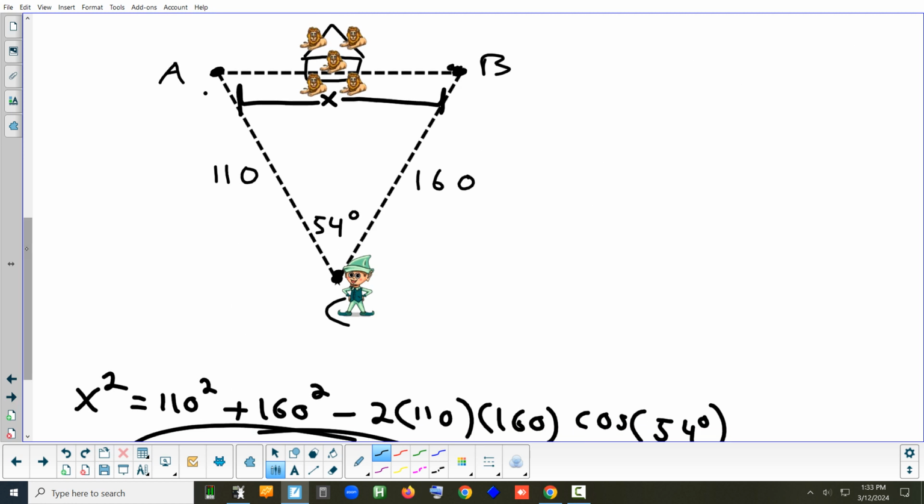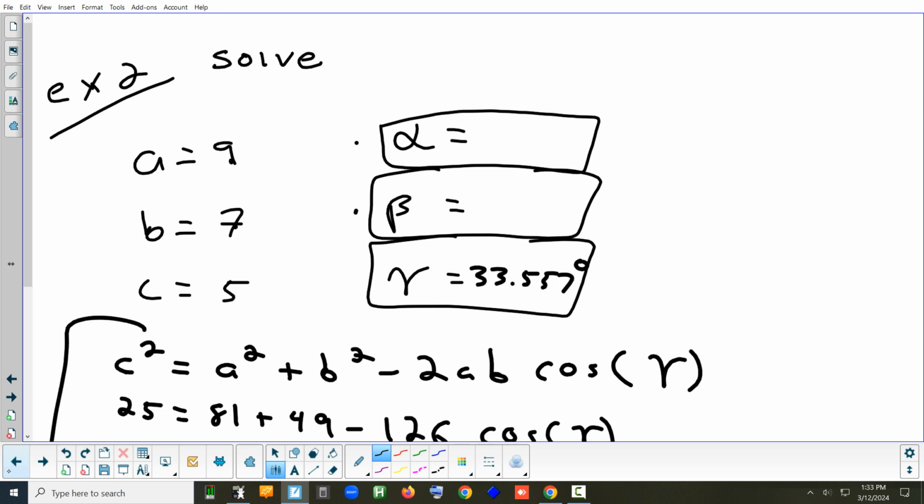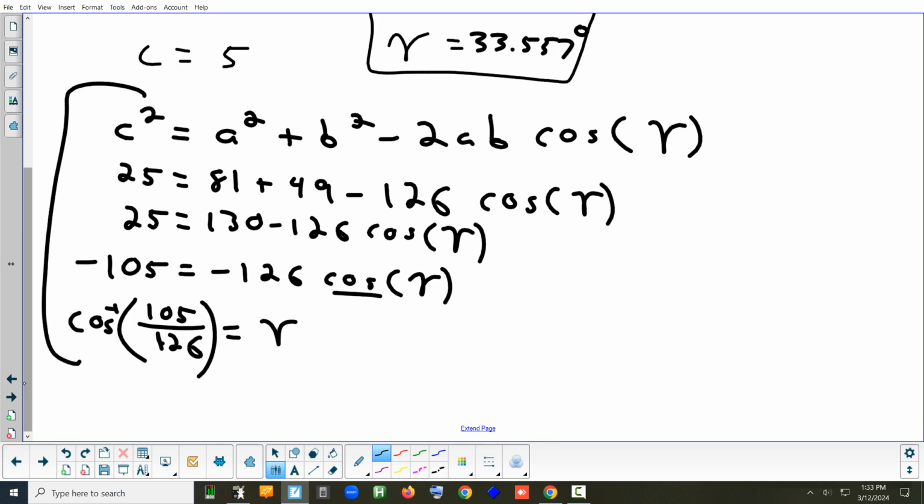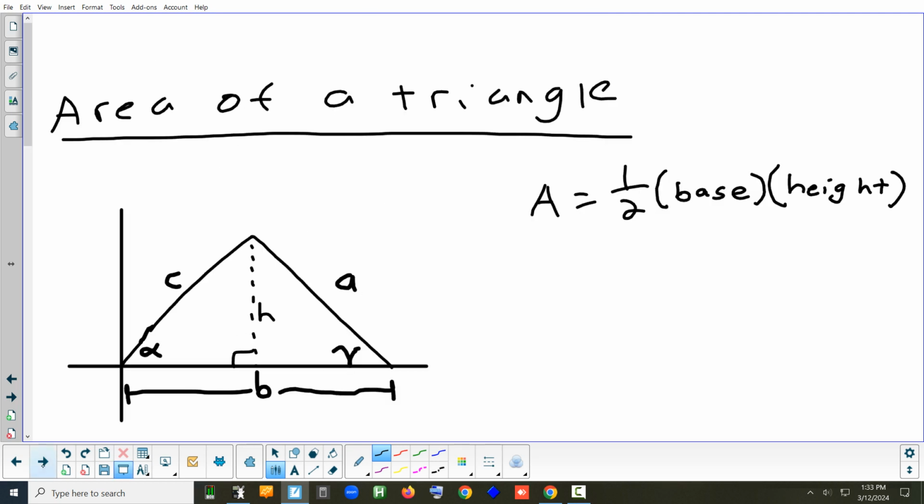Okay, so that's it. So side angle side. All right. So now two applications of law of cosines. Well, one of them really is an application. How do you find the area of a triangle? There's a formula, yeah. It's 1/2 the base times the height.